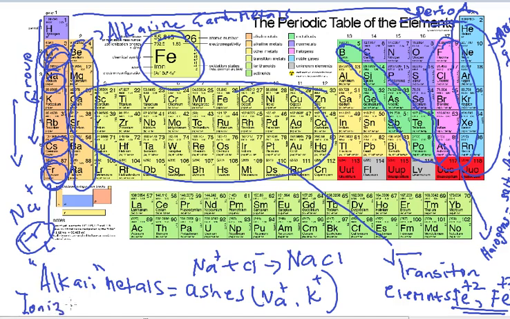Ionization energy. The simplest definition of ionization energy is that it's the energy that's required to remove a valence electron from an atom, from a neutral atom.